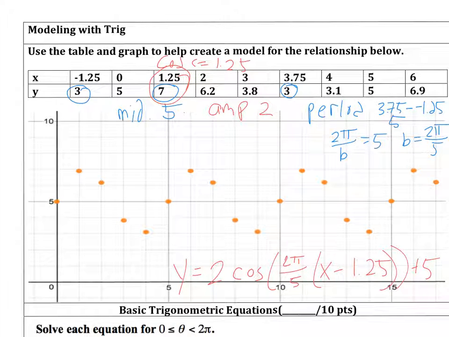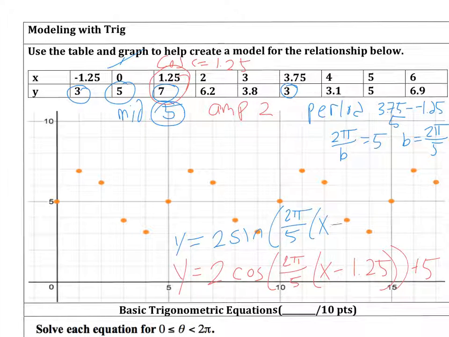If I want to use a sine value, I'm trying to find a value on my midline that appears to happen at 0. That's kind of nice, and that's going up here, so that's going to be a positive sine. So that'd be y is equal to 2 sine 2 pi over 5 x minus 0 plus 5.